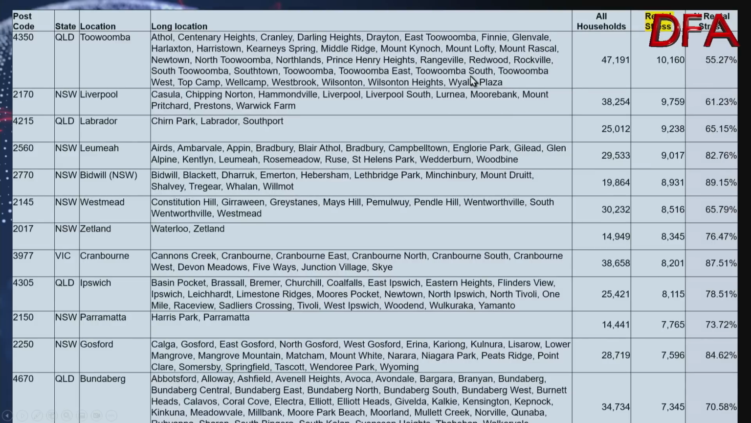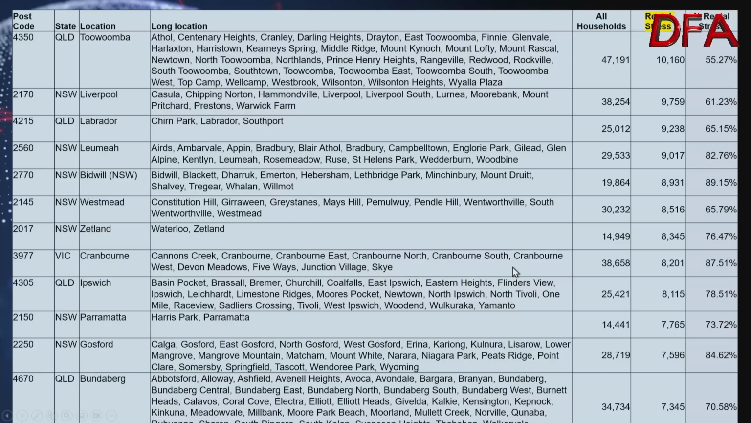If I then do the same for rental stress, Toowoomba's right at the top of the list with more than 10,000 in rental stress. Then we go to Liverpool and 2170 with 9,700 rental stressed households in that postcode. Then we go to Southport, Labrador on the Gold Coast, 9,300. Then we go to this one here at 3560, including Campbelltown and places like that. Then we go to Lethbridge Park and Bidwell. Then we go to Greystanes and Wentworthville and South Wentworthville and Westmead, still with more than 8,500. Then Waterloo, Zetland, New South Wales.